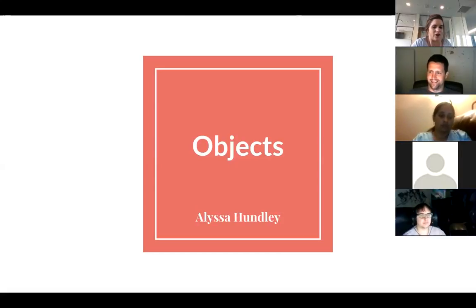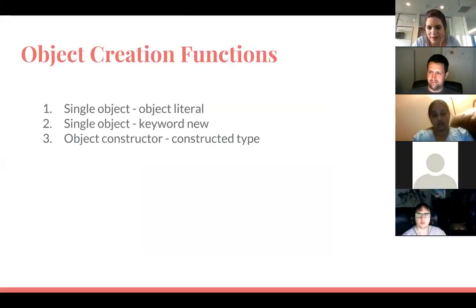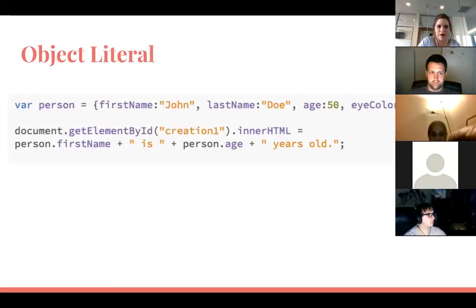Okay. So objects, this isn't quite as in-depth as all of Addison's stuff just because objects are a little bit more simple as a whole than all of the separate things that Addison just covered. But the first part of this is object creation functions. And there are 3 different ways to do that. To do a single object, you can use an object literal or the keyword new, or you can create an object constructor using a constructor. And I'll just show examples here of that.